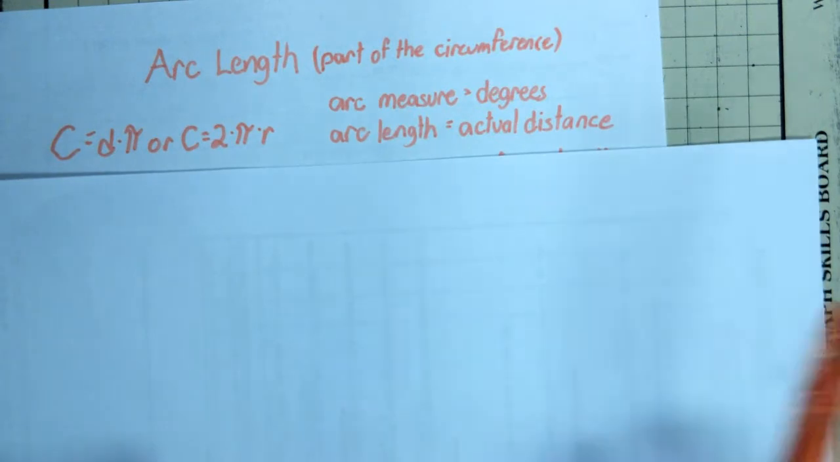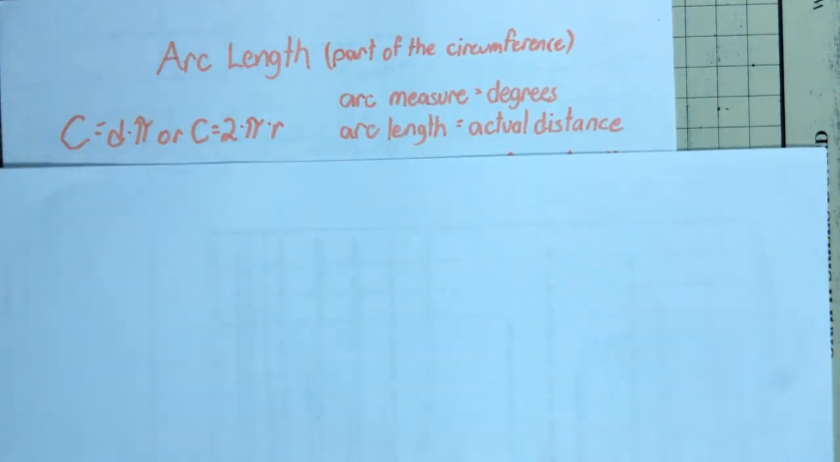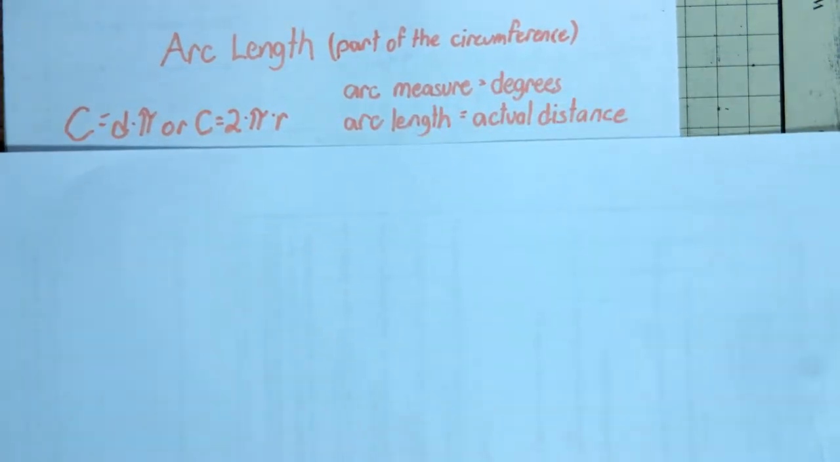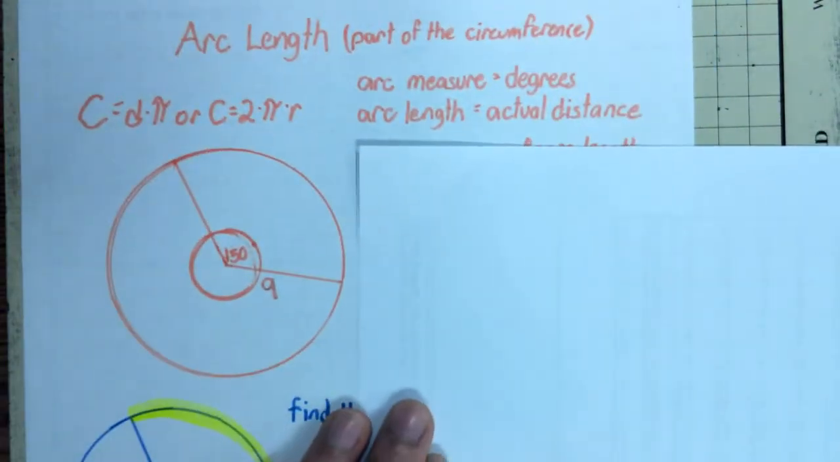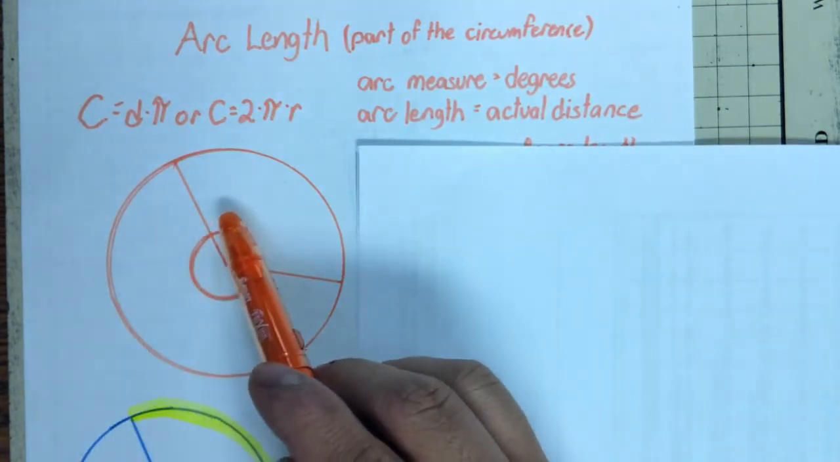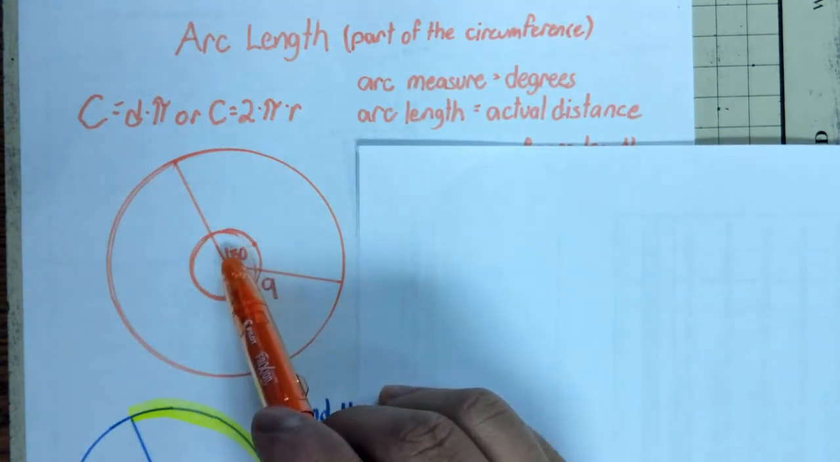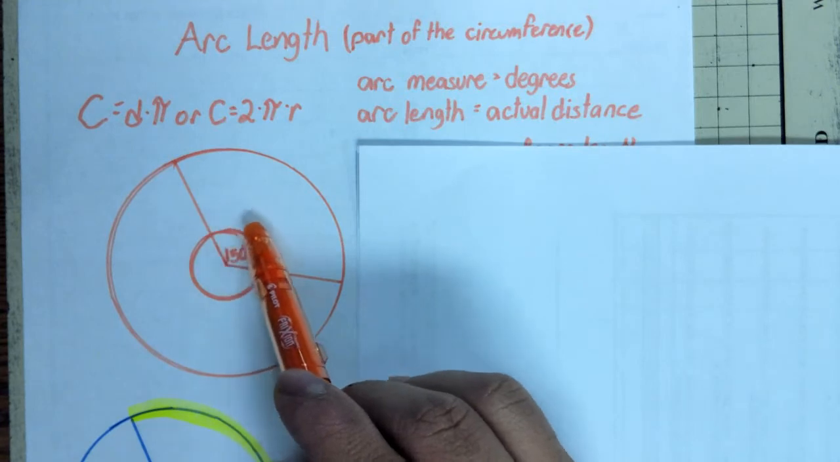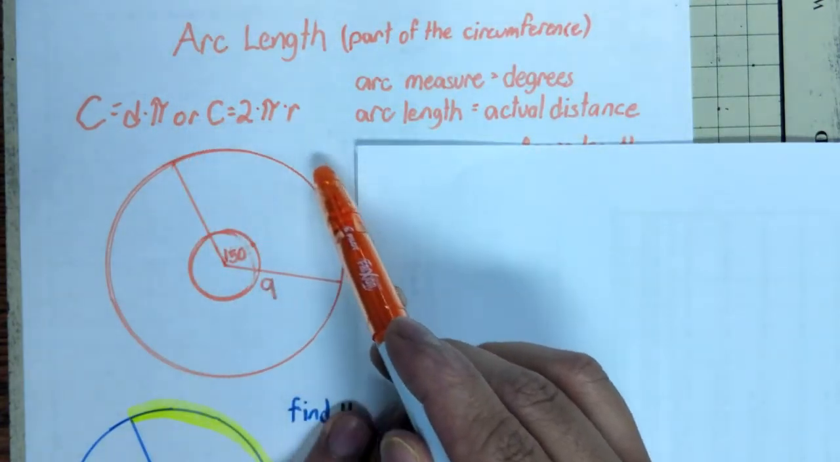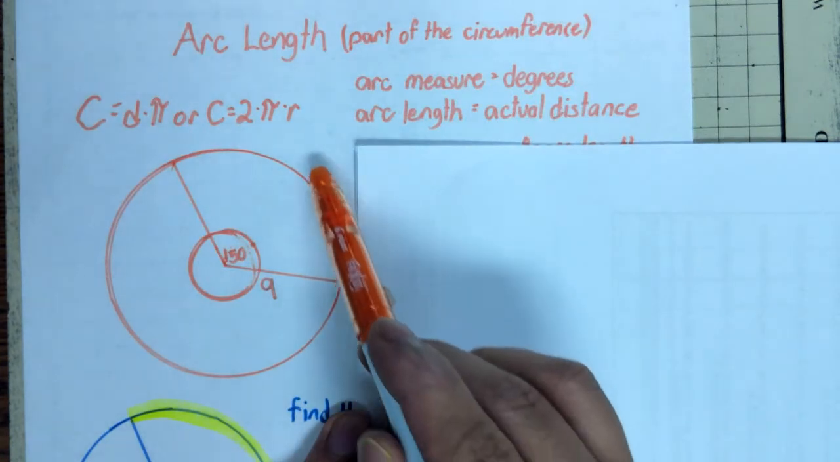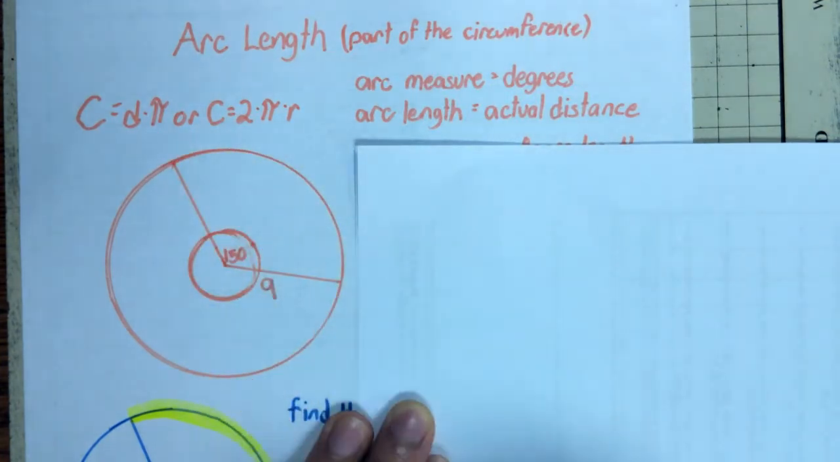So first, let me talk about the difference between arc measure and arc length. Arc measure is the measurement of the circle in degrees. For example, going around here, I have a 150 degree angle, so this arc is 150 degrees. This arc out here is also 150 degrees. They have the same arc measure.